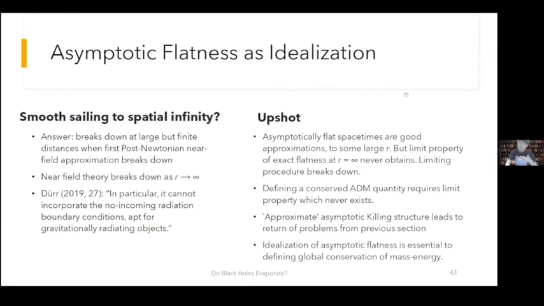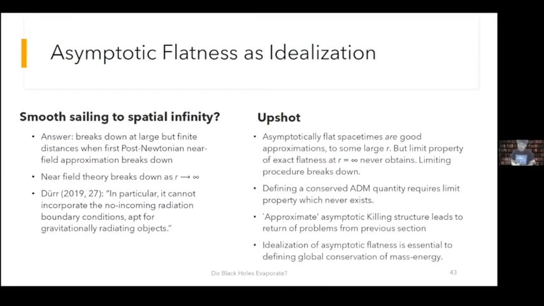So the upshot, it seems to me, is that asymptotically flat spacetimes are good approximations to some large R, but the limit property of exact flatness and R equals infinity never obtains because we never quite get there. The limiting procedure breaks down for realistic black holes. So defining a conserved ADM quantity requires a limit property which never exists.